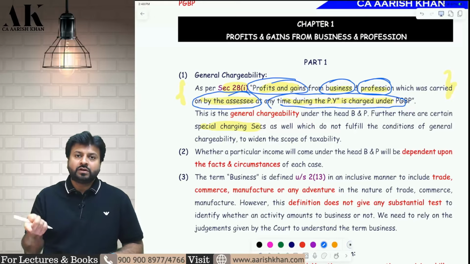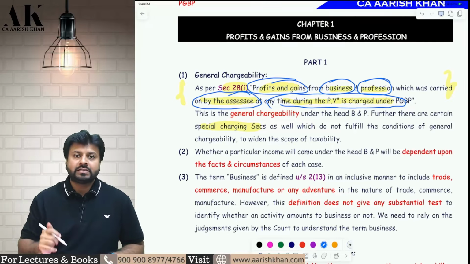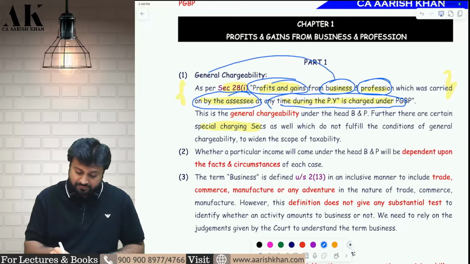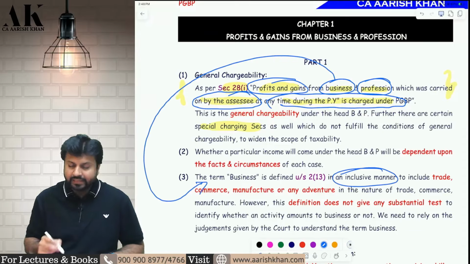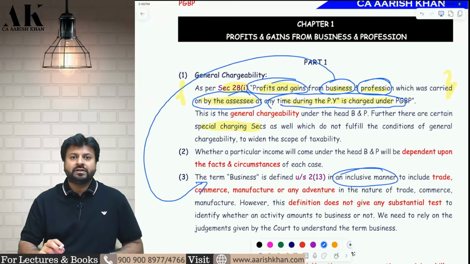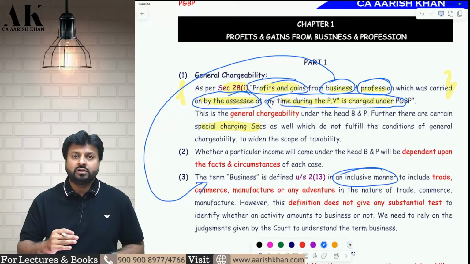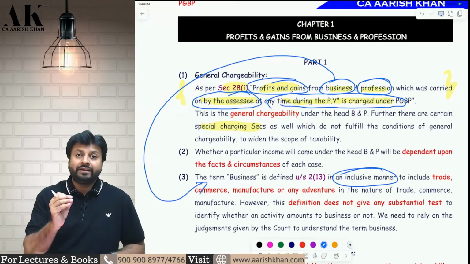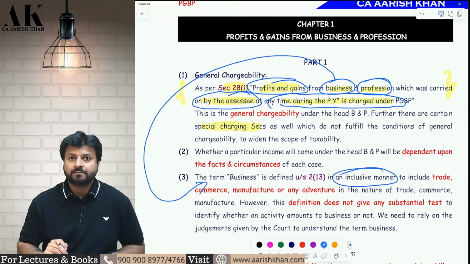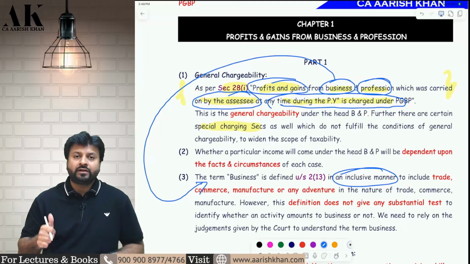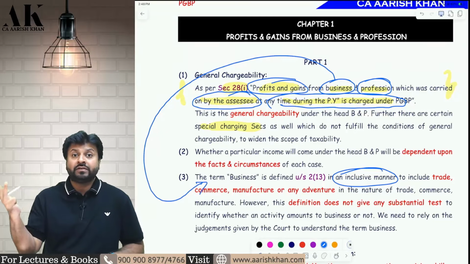See, what is business and what is not a business depends upon the facts and circumstances of every case, because the definition of business as per the income tax law is an inclusive definition. It is not an exhaustive definition. The government of India does not give us the meaning of what is business. They only give us what is included in business. So what does business include? As per section 2 clause 13, business includes trade, commerce, manufacture, and any adventure in the nature of trade.